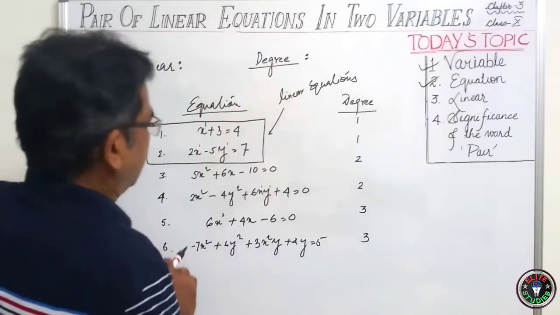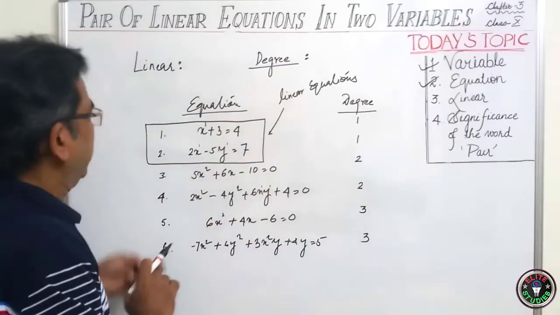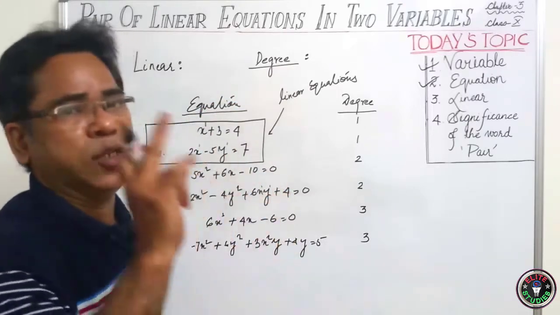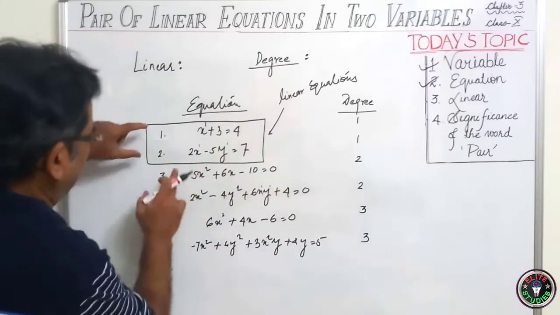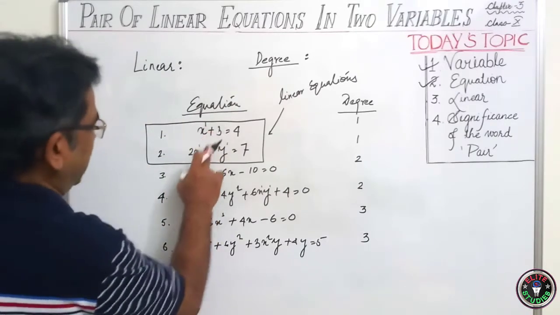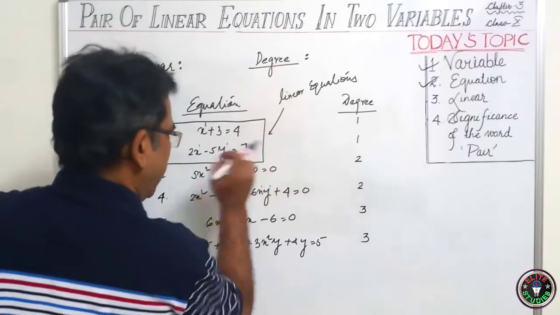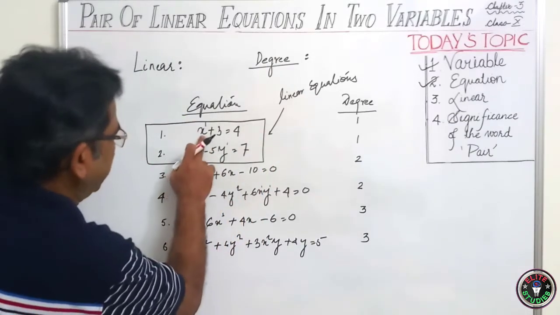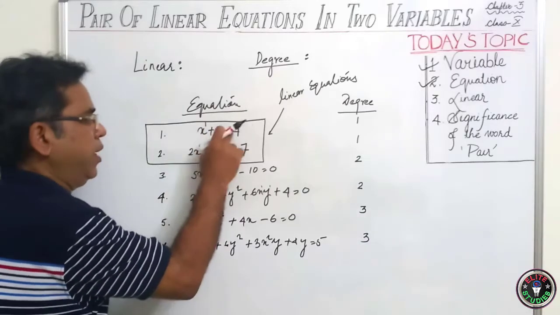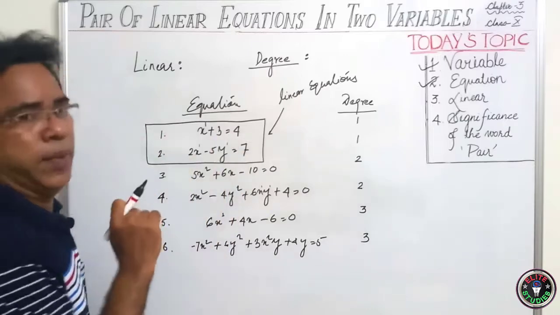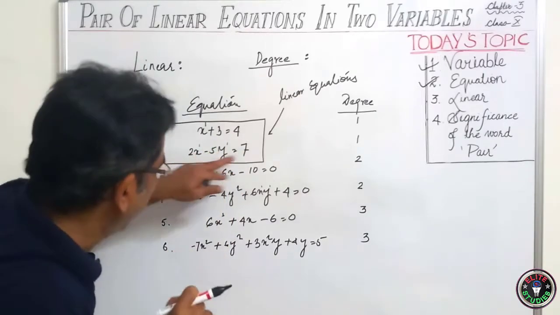Again I will repeat that a linear equation is an equation whose degree is 1. So we are going to study about these two types. This is also degree 1, this is also degree 1. What is the difference? The difference is very simple. Here it is an equation in one variable, but here it is an equation in two variables. It is a linear equation in two variables.